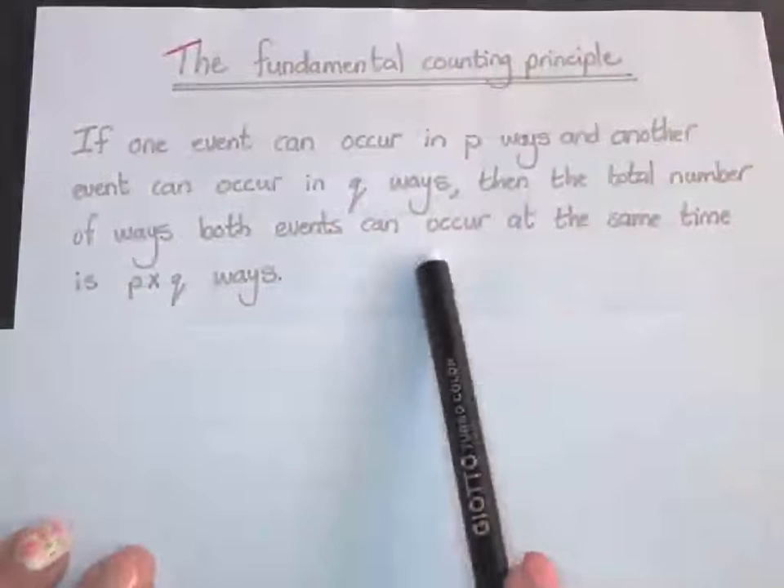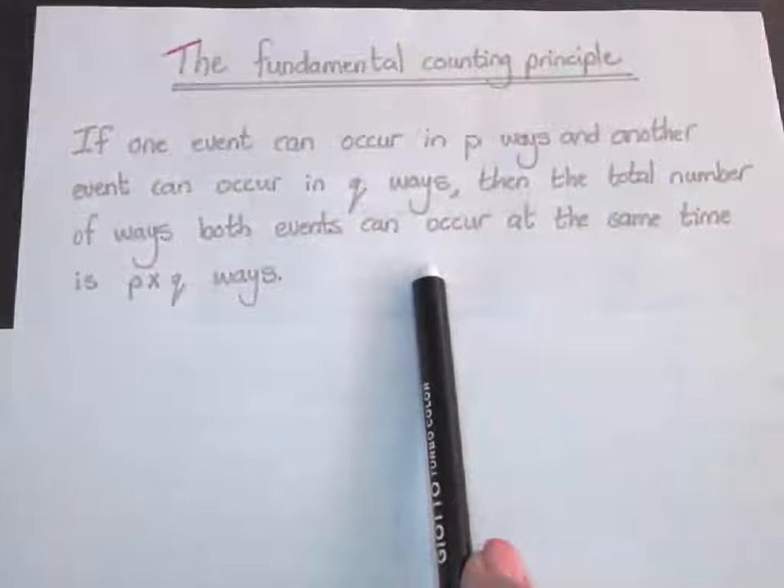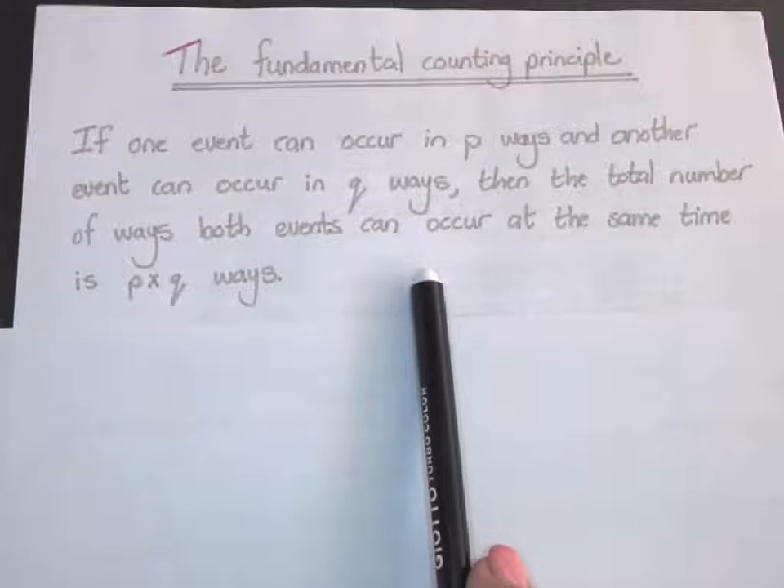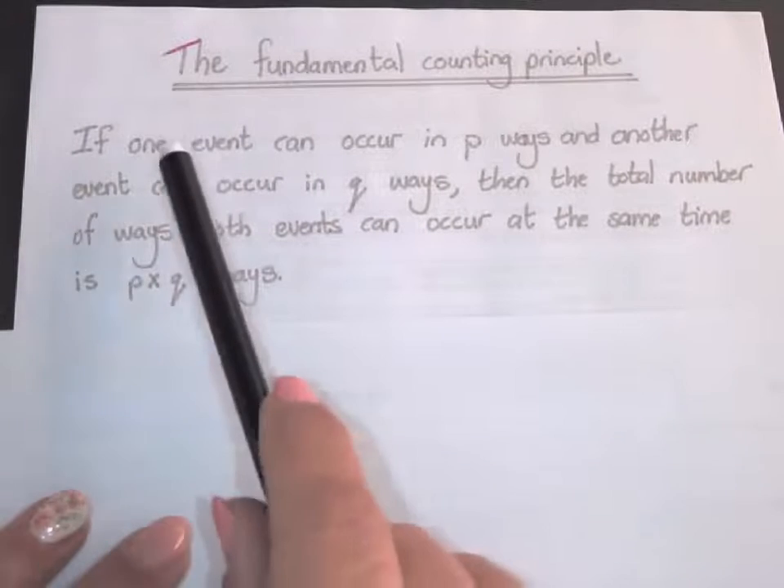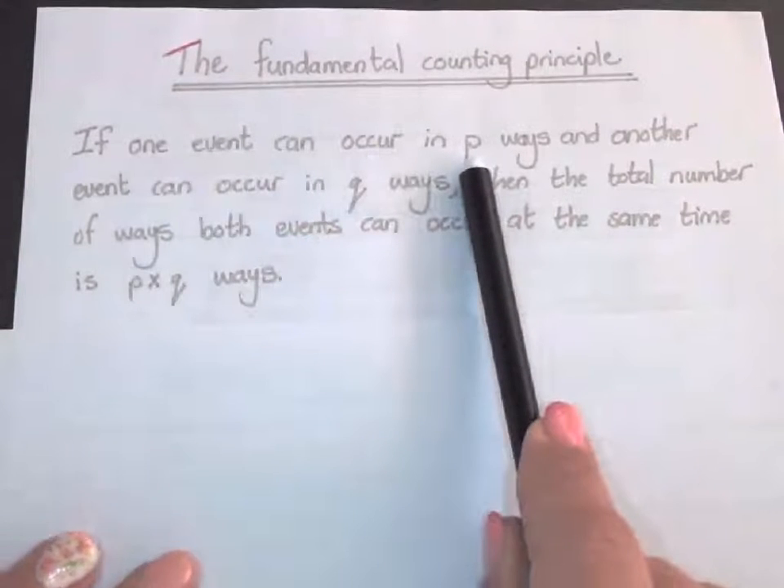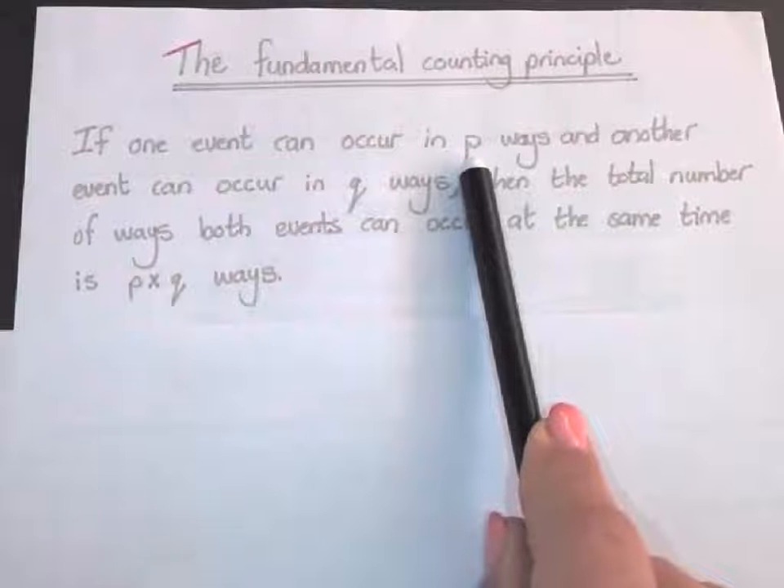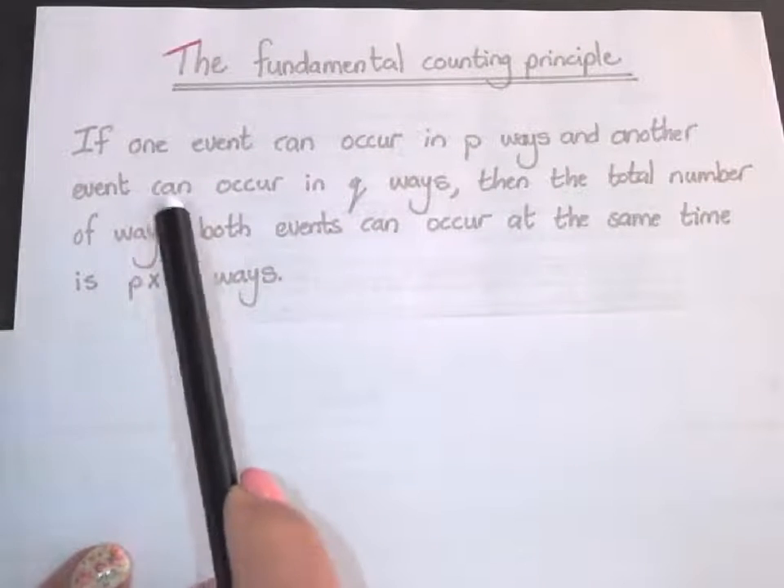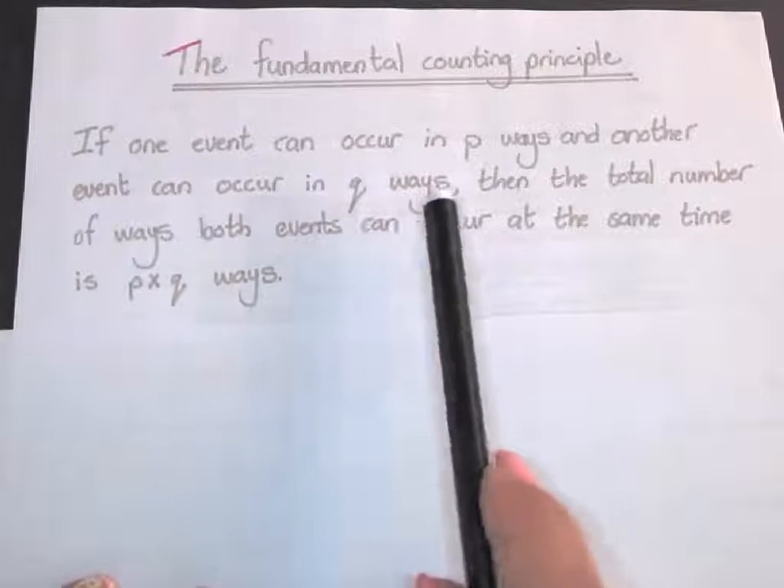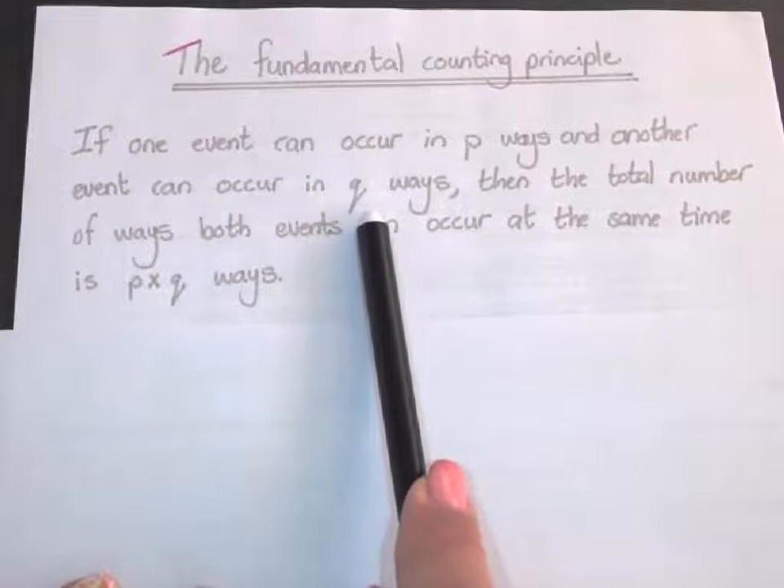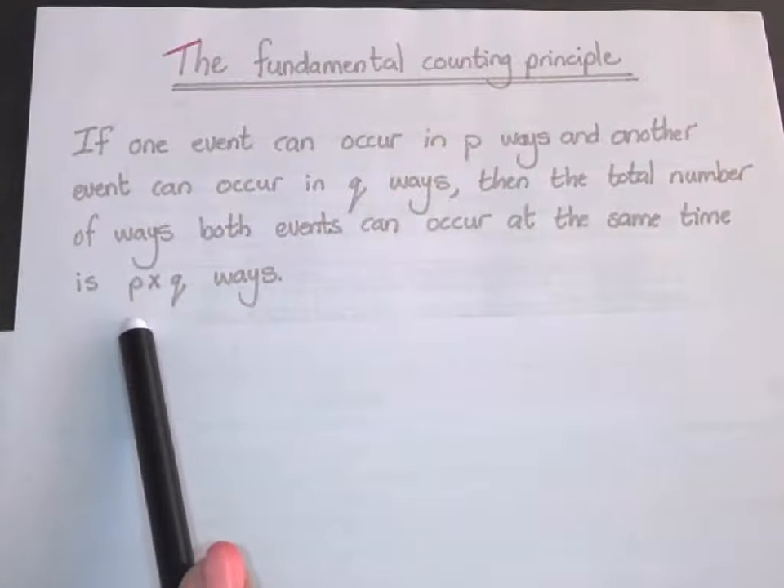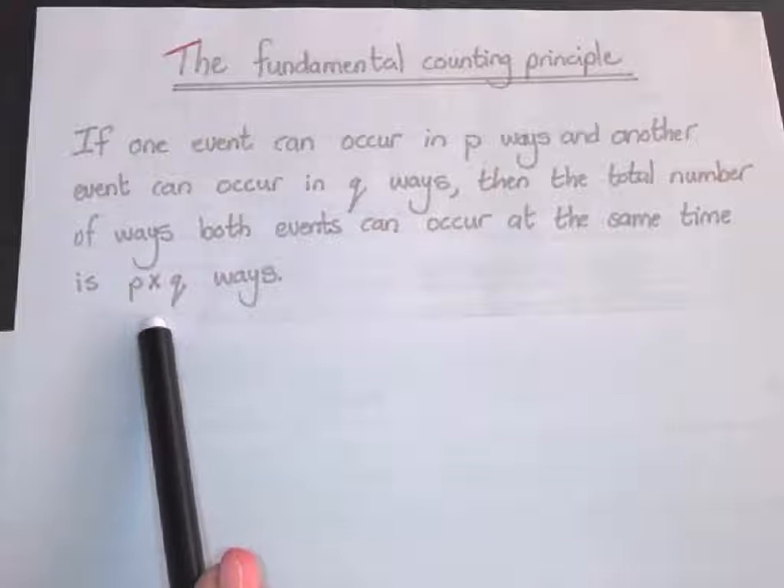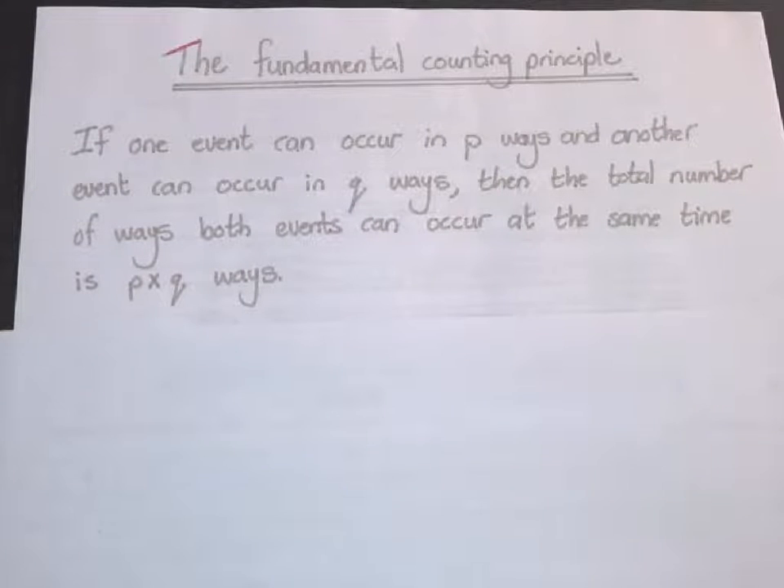This has to do with how many different combinations you can make out of certain events. So if one event occurs p times, or p ways, and another event occurs q ways, then the total number of different combinations will be p times q. We'll do an example from the Snoopy.